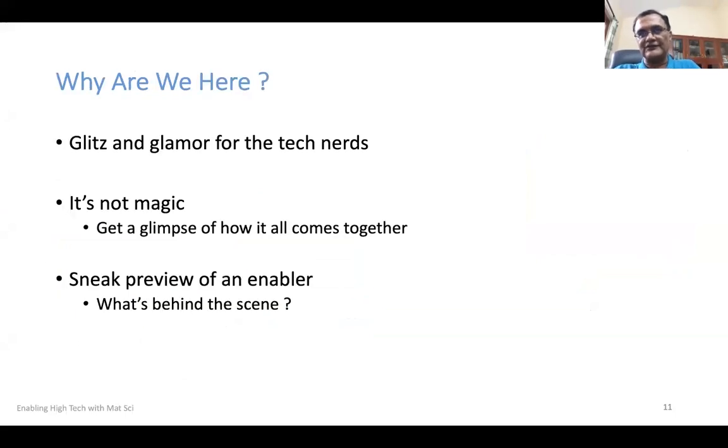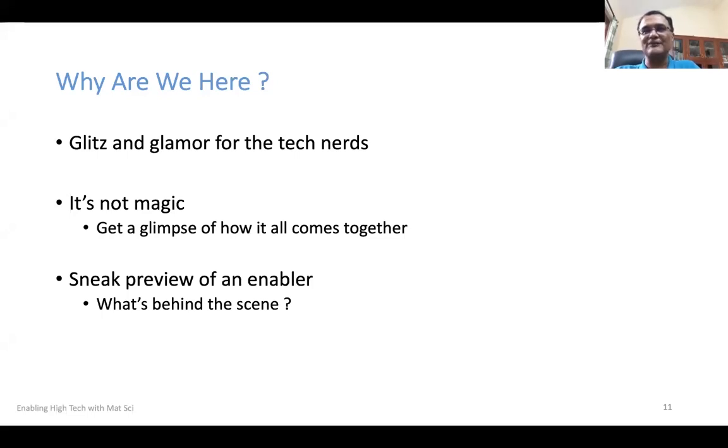First, for all of us who are tech nerds, high tech is like glitz and glamour. Every time a new gadget or a new device comes, we all want to know more about it. We all want to know the features. We all want to know how it works. And as a father of a 21-year-old, I can tell you this generation is very much into it, and they are far ahead of people in the 40-plus age group.